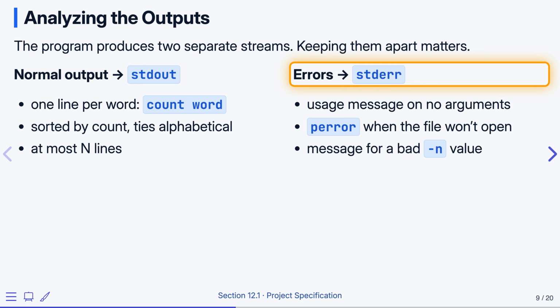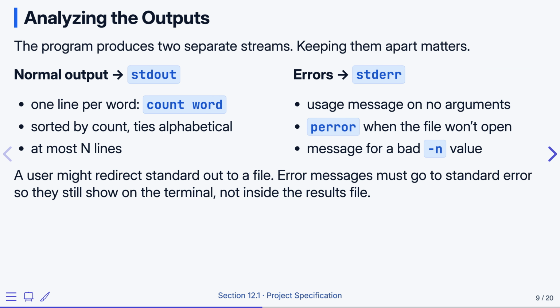Second, the error output. That goes to standard error. It includes the usage message when there are no arguments, an error message when the file will not open, and a message for a bad dash n value. Why keep them separate? Because a user might redirect standard out into a file. If your error messages went there too, they would end up buried inside that results file. Sending them to standard error means they still show on the terminal.